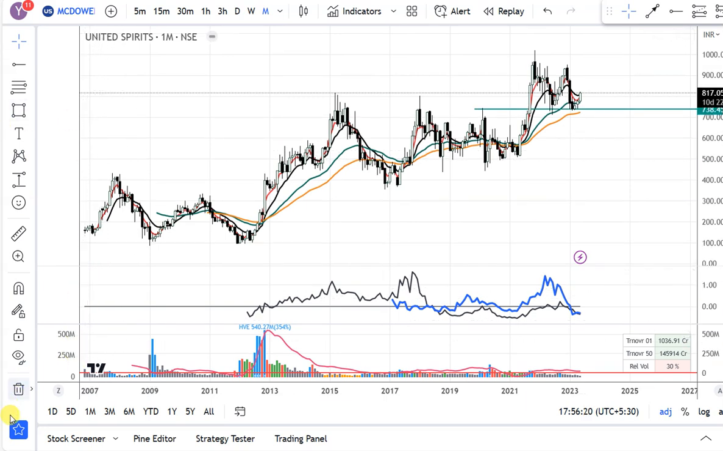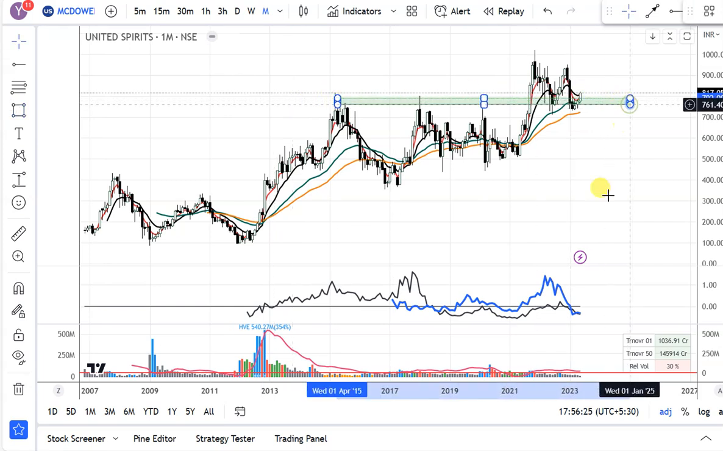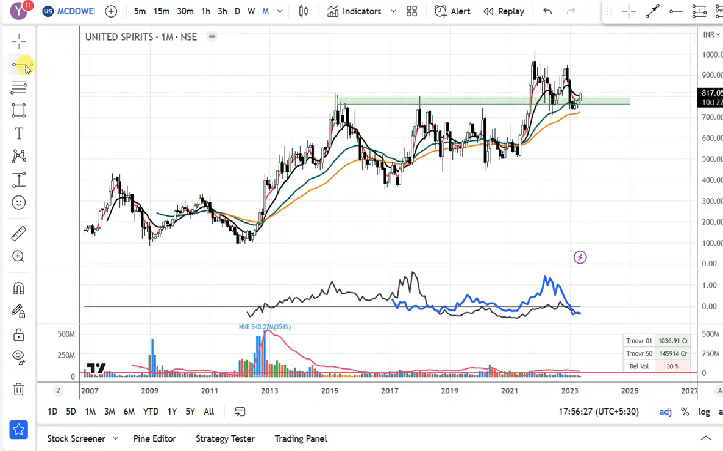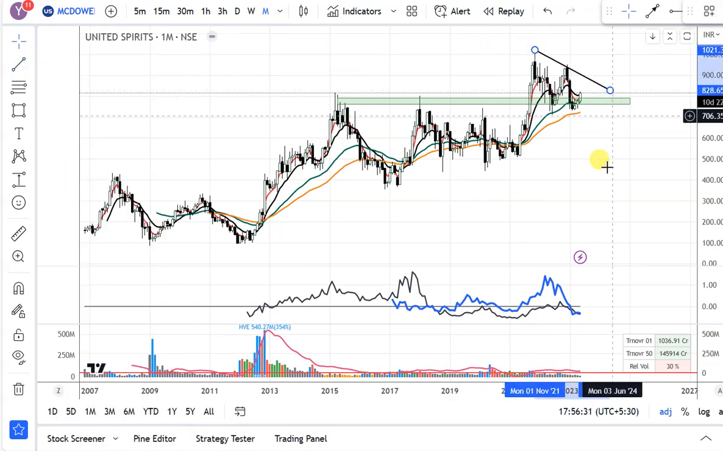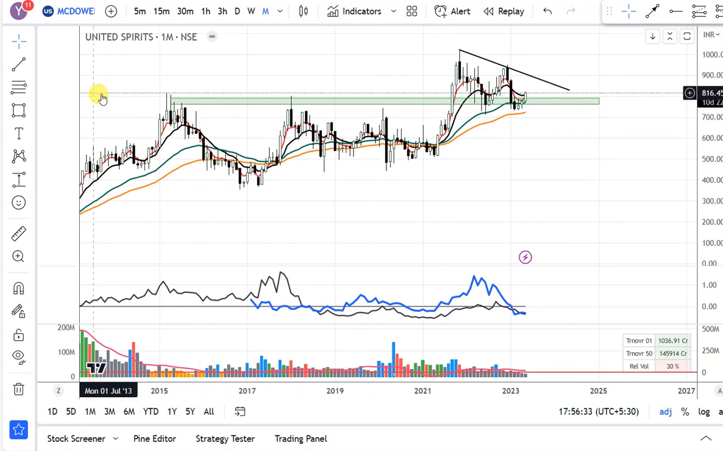United Spirits is right now at the area of previous resistance. If this resistance converts into support, we will see the breakout of this trend line and then a new rally will start towards 1200 rupees. So that is under the watch list.